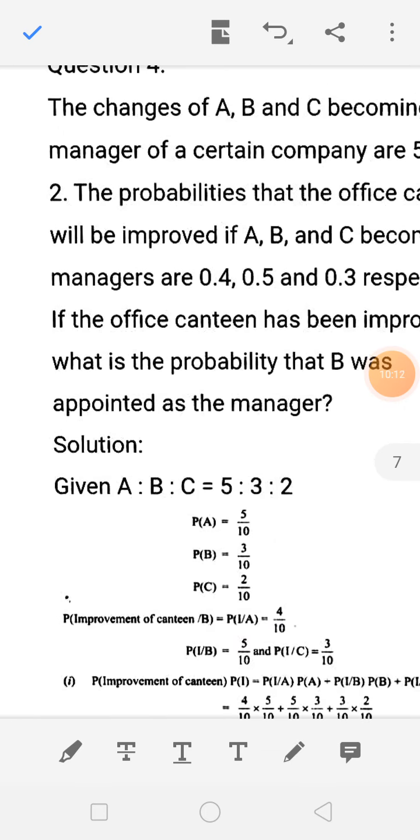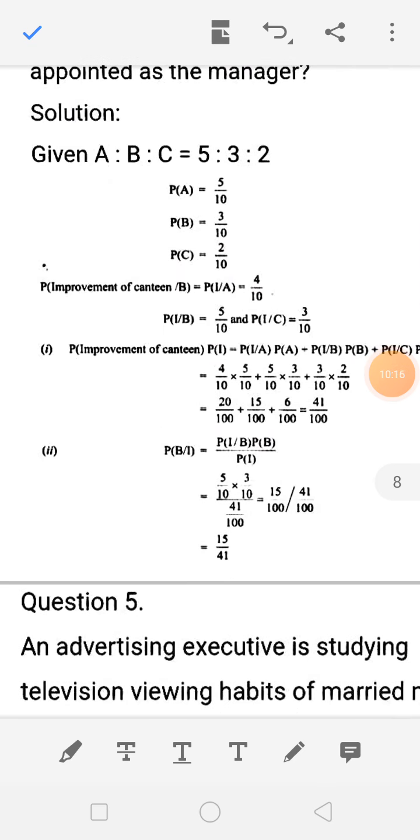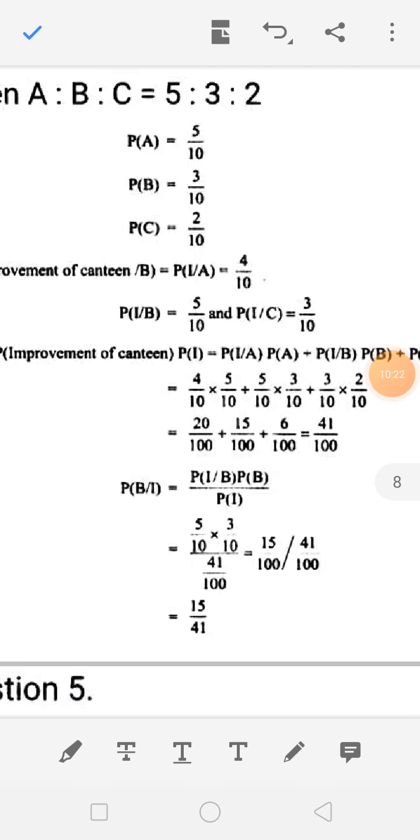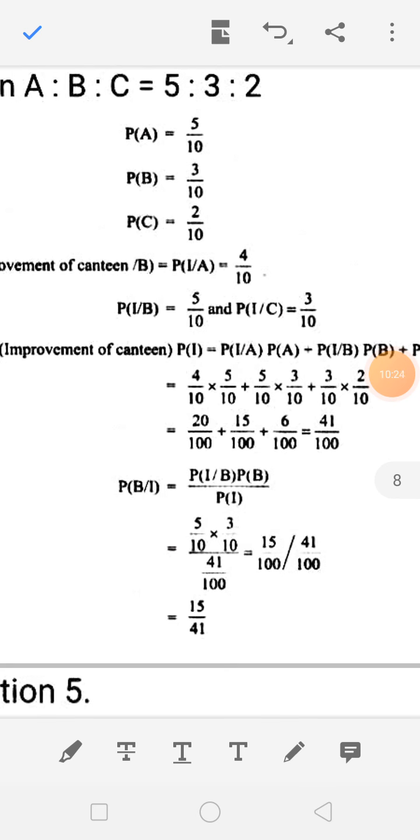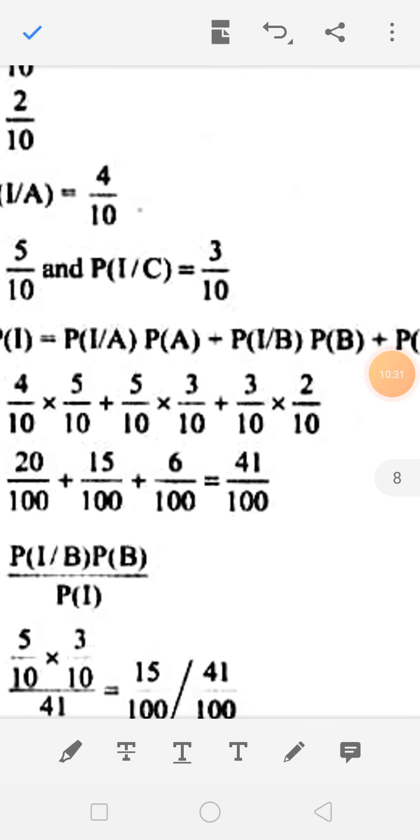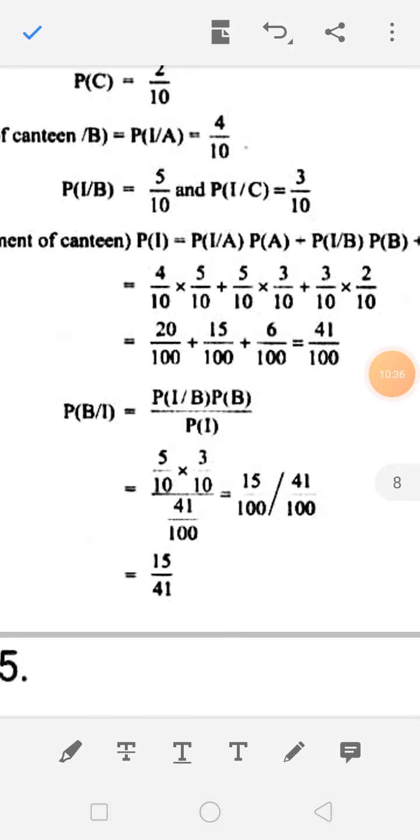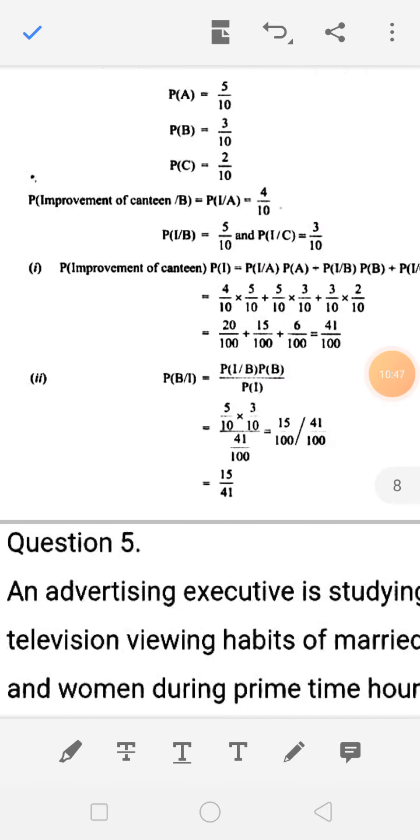What is the second question? What is the probability that B was appointed as the manager? So B only they mention. In the third sum they mentioned Y only, here B only. So P of B by I is equal to P of I by B, P of B, divided by P of I. Substitute all the values. Now we have found P of I, 41 divided by 100. Take that 41 divided by 100 in the denominator, and the 100 will cancel. The remaining term is 15 divided by 41. That is the fourth one.